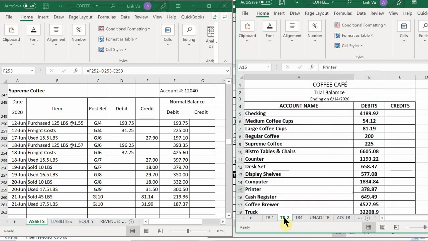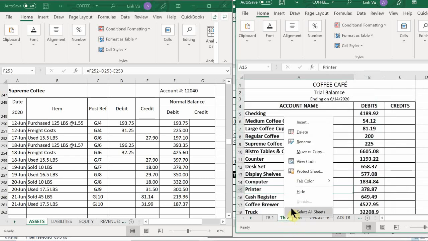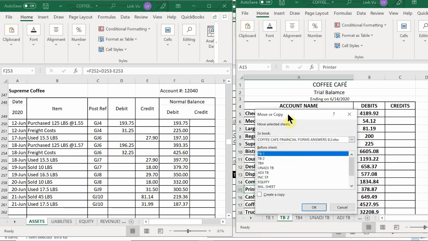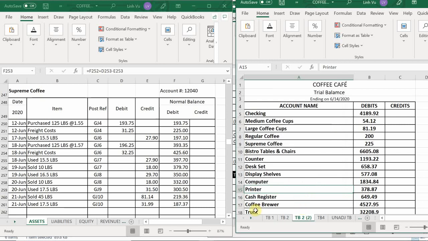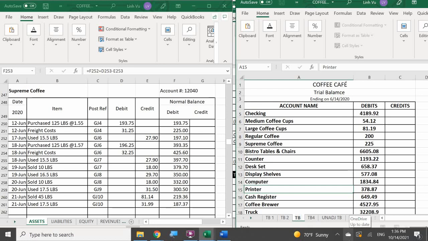What I'm going to do is right-click my trial balance number 2, and I'm going to go ahead and move or make a copy. By clicking on that, you're going to get this little window here. Now, if I select one of these worksheets, I'm moving my worksheet there. So I want to put this between trial balance number 2 and trial balance number 4. And I'm going to make sure I check mark this to create a copy, and I'm going to click OK. So now I have trial balance 2, trial balance 2-2, and I have trial balance 4. I'm going to rename this to trial balance number 3.